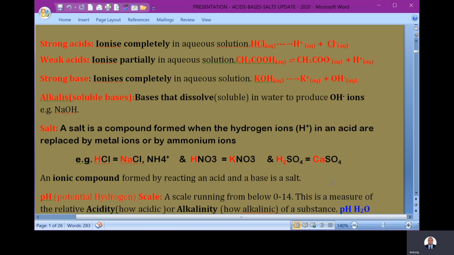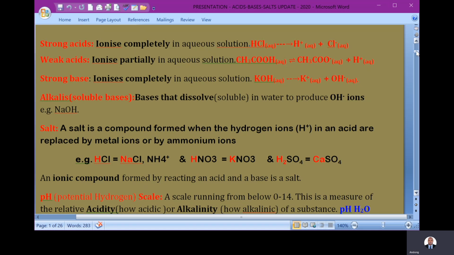So summarizing, salts are compounds that are formed when hydrogen ions in an acid are replaced by a metal ion or by an ammonium ion. Where these are replaced by an ammonium ion, we call them ammonium salts. Other ones are salts of metal. There are three major types of salt: the chloride salts, nitrate salts and sulfate salts, including ammonium salt.